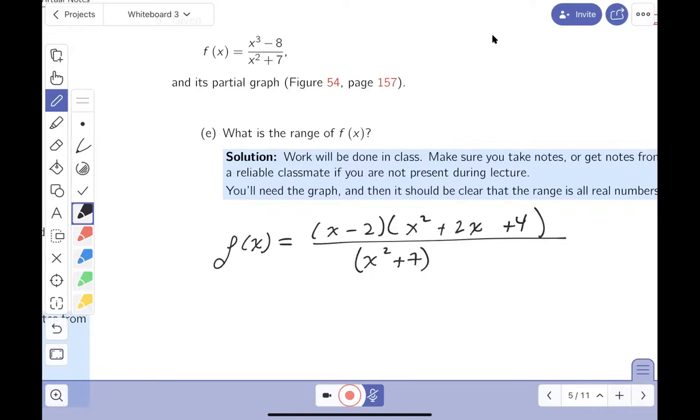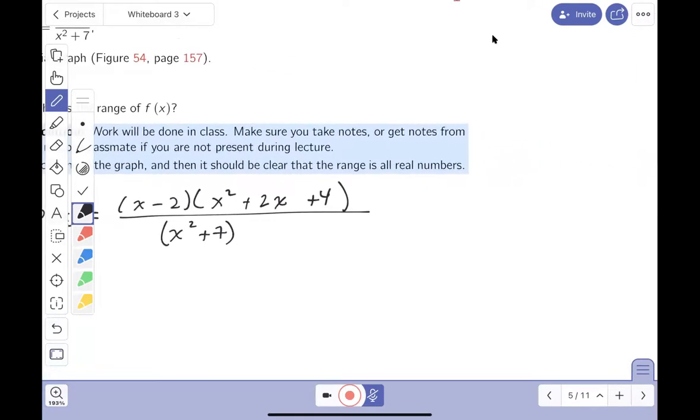Let's just see if that's true. I always say, I wonder if that's true. Multiply it out. What do you get? x cubed, plus 2x squared plus 4x minus 2x squared minus 4x minus 8. And what's nice about that? Well, a lot of things are disappearing, and that's good. I'm getting that x cubed minus 8 there.